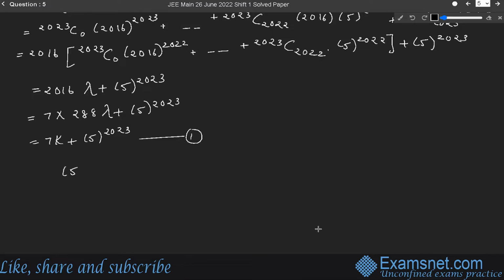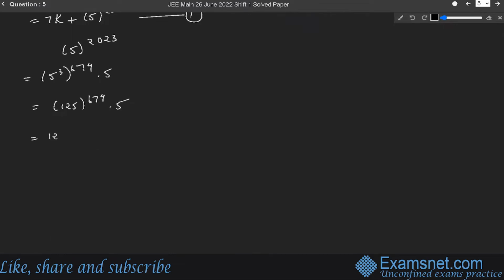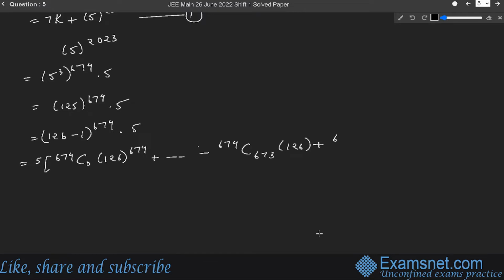Now we have to calculate 5 power 2023. So it can be again written as (5 cube) power 674 into 5. So it will be equal to 125 power 674 into 5. So this will be equal to (126 minus 1) power 674 into 5. So this can be written as 5 into [674C0 into 126 power 674 plus so on minus 674C673 into 126 plus 674C674].